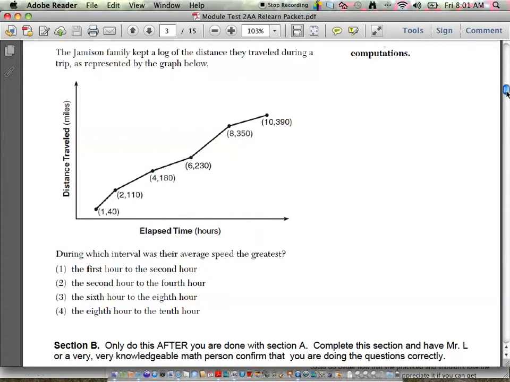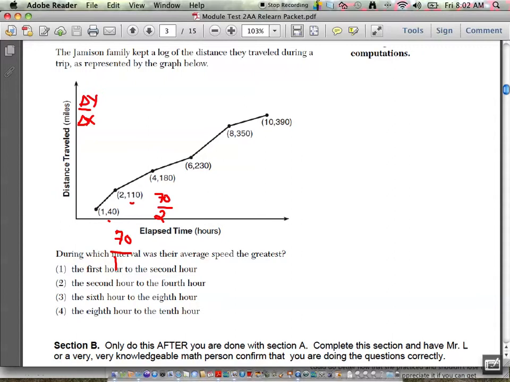Okay? The Jamison family kept a log of the distance they traveled. Over which interval was the average speed greatest? So to do this, look, over any interval, speed is the rate of change, which is going to be change in y over change in x. So the y's are here. 110 minus 40 is 70, and 2 minus 1 is 1. Over here, I get 180 minus 110 is 70, but 4 minus 2 is 2.